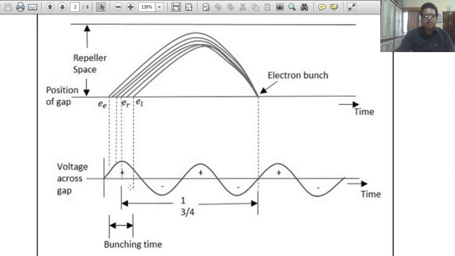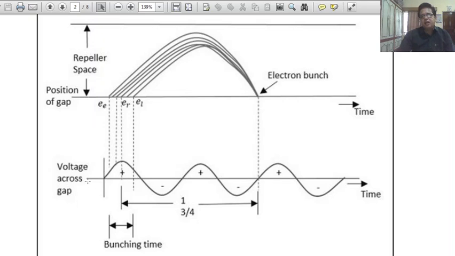What is the figure? Voltage across the gap is given here, positive and negative cycle. And this is known as bunching time, between the first and last electron. What is this? This is the position of the gap, and this is the repeller space.